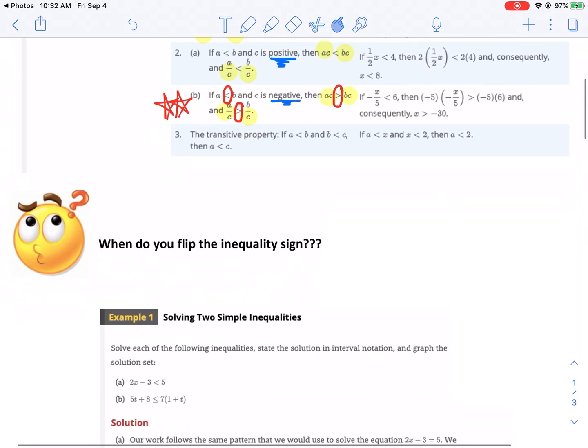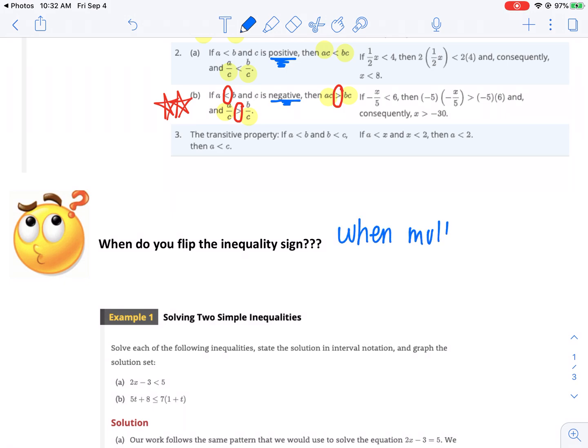Well, when do you flip the inequality sign? Well, go back to property 2, part B. You flip the inequality when you multiply or divide by a negative value.